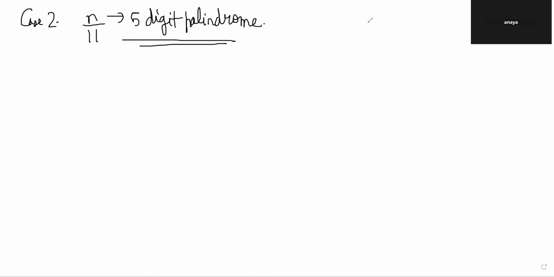Now we'll look at case 2, where n by 11 is a 5 digit palindrome. That may still be possible. So you have A, B, C, B, A. ABCBA is a 5-digit palindrome, and we have to make sure that when you multiply it by 11, it still becomes a palindrome.